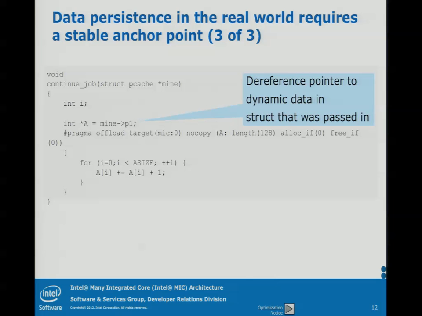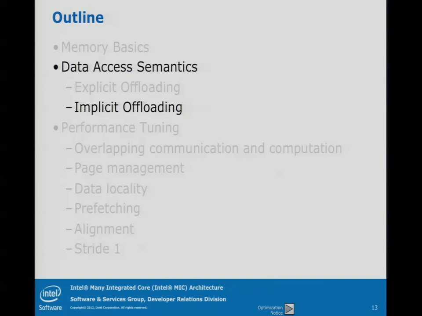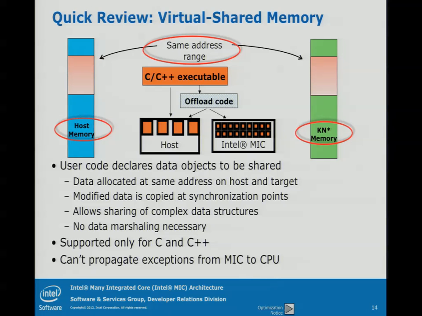So the compiler somehow takes care that it references the right A here. And I think I put up a lab exercise that actually did that. So one of the optimization steps in lab exercise 3 was to have those no copy and alloc_if and free_if clauses to play around with.